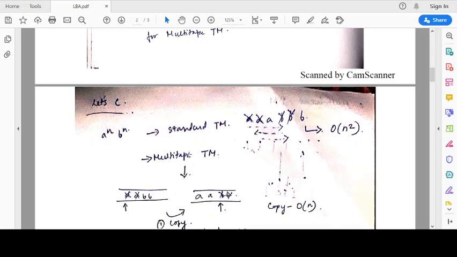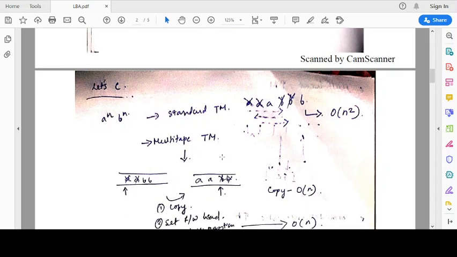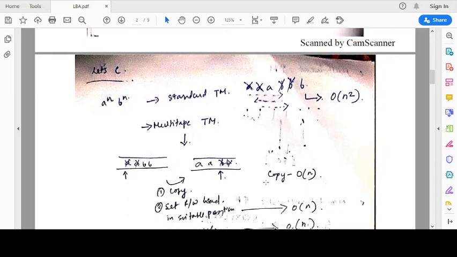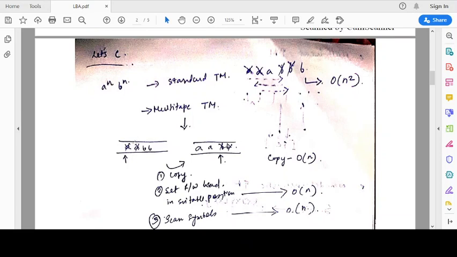On the contrary, in a multi-tape Turing machine, what happens? We have two tapes over here, right? Consider this as tape 1 and consider this as tape 2. We have a, a, b, b in tape 1. Again, we put the same set of symbols a, a, b, b in tape 2 as well. That is, we just copy the first tape into the second tape, tape 2.